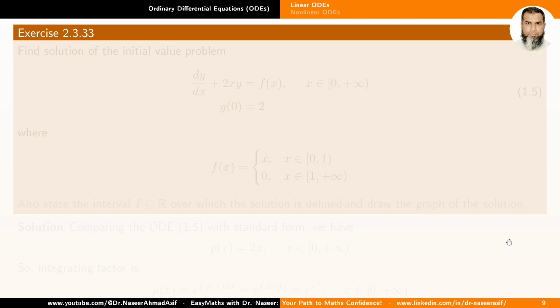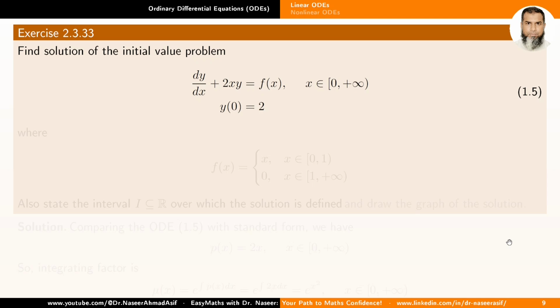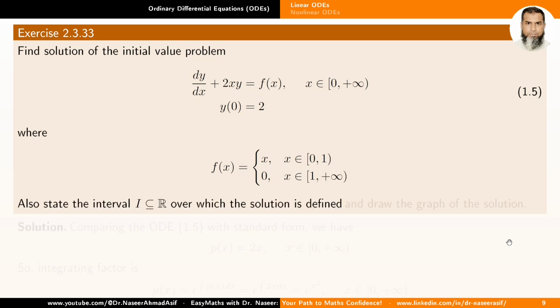Well, see another exercise. Find the solution of the initial value problem dy by dx plus 2xy is equal to f of x, where x belongs to the closed interval 0 to plus infinity, and y at 0 is equal to 2, where f of x is equal to x for x belonging to the closed-open interval 0 to 1 and f of x is equal to 0 for x belonging to the closed interval 1 to plus infinity. Also set the interval I subset of R over which the solution is defined and draw the graph of the solution.